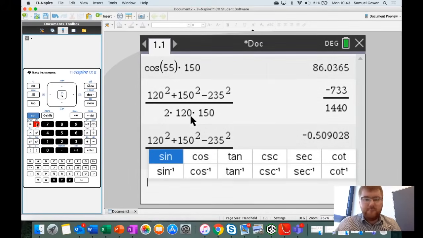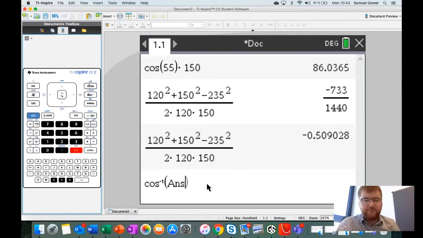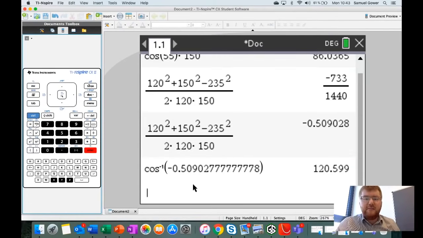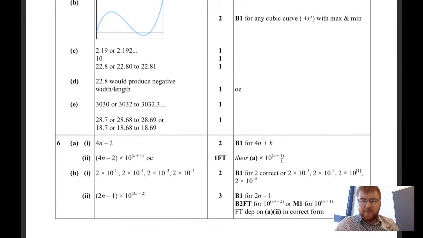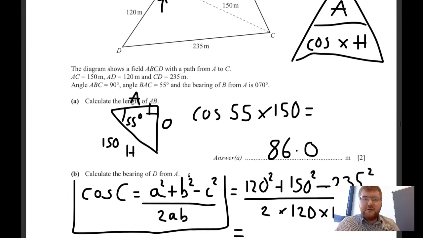So we go to trig, cos inverse, and I want to work out the answer, so I press Control here, and then press Enter. I get my angle, which is 120.599. So I go back, and so my angle C is 120.599. But that's not the end of the question.